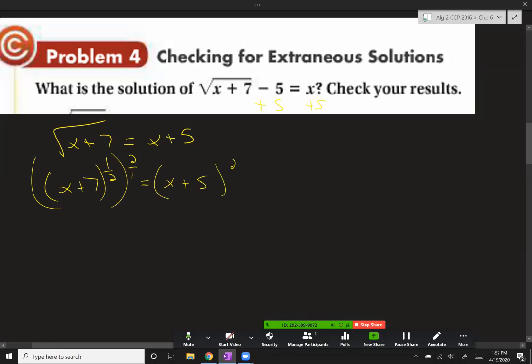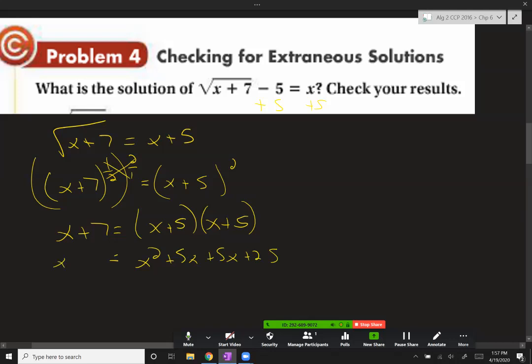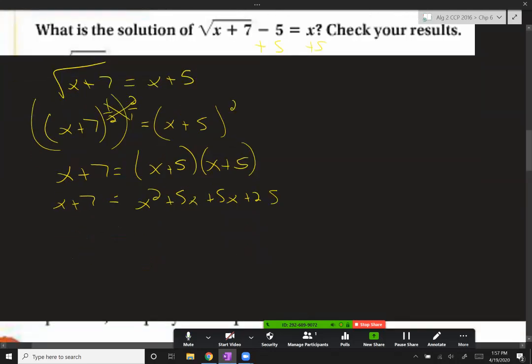So left-hand side, this is 1, so it's x plus 7. Right-hand side, look why this is an Algebra 2 problem, my friends. Now I have to FOIL this. So I got first is x squared plus 5x on the outside plus 5x on the inside plus 25. Will this problem ever end? Not right now. I got 10x in the middle.